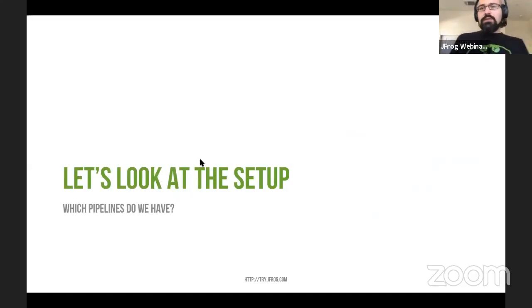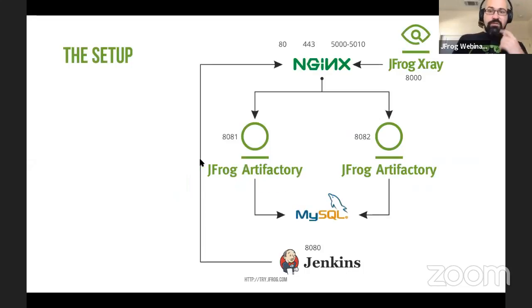So now let's look at what we are going to do today. Which pipelines do we have? First of all, that's the big setup. This is what you have as an environment when you spin up this trial. You have 2 Artifactory instances running in an active highly available cluster. One of them runs on port 8081, the other on port 8082. They are both connected to a database. In our example, it is a MySQL database, but of course it can be any other.